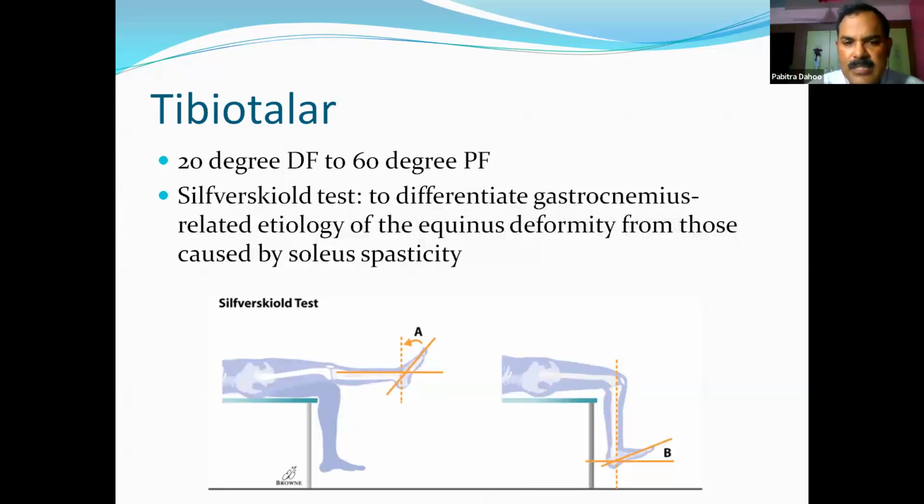That means the gastrosoleus is a biarticular muscle. When the knee is flexed, the gastrocnemius is relaxed. So you will gain some amount of dorsiflexion movement. That decides what type of treatment you are going to do. So if the soleus is intact and the gastrocnemius is spastic, then you have to go for fractional lengthening of the gastrosoleus at zone 2 level. If there is a mixed contracture, you can go to a zone 3 level.